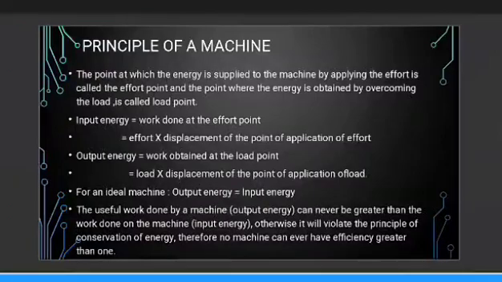No machine is ideal. Efficiency cannot be greater than 100%. Means if a 100 mark paper is there, you cannot get more than 100. Even if you write with Apsara pencil, you will not get those 5 marks extra. Maximum you can get is 100. Practically, it is not possible to get 100.